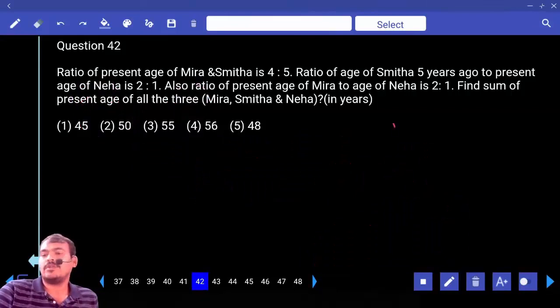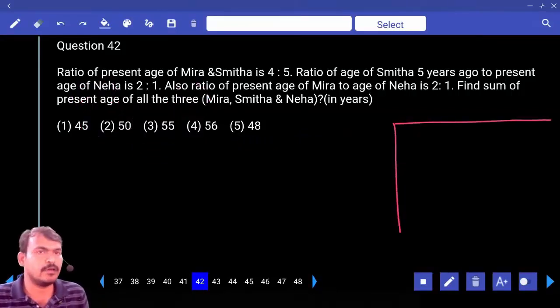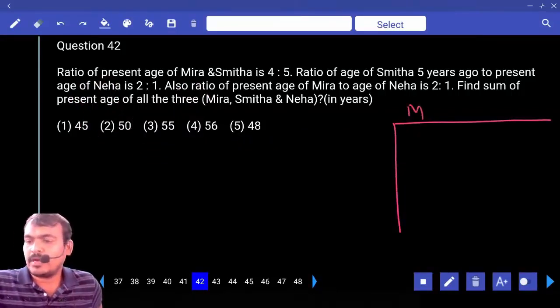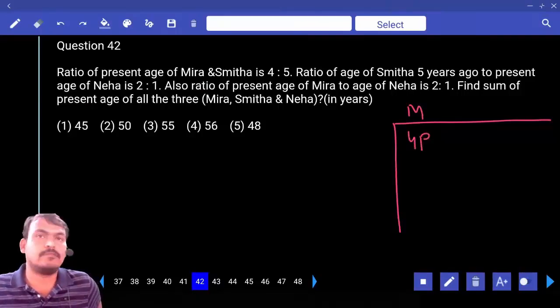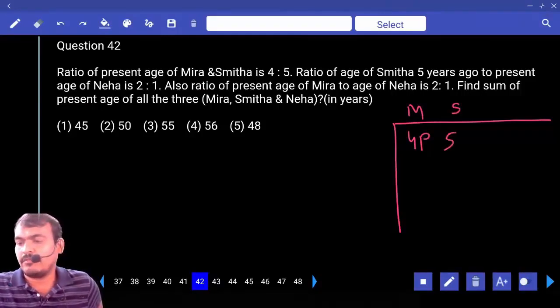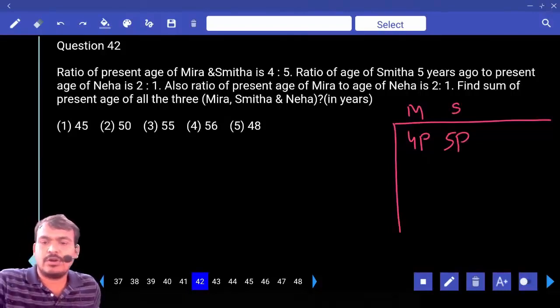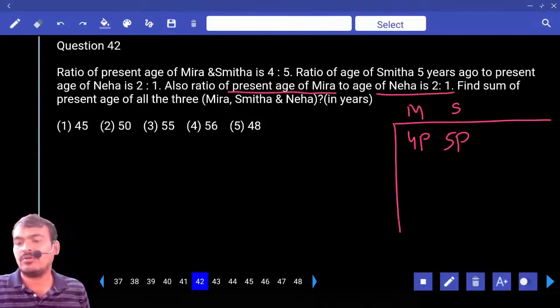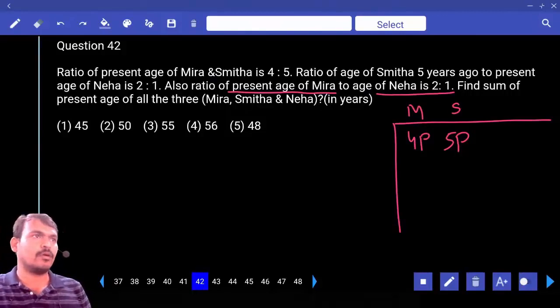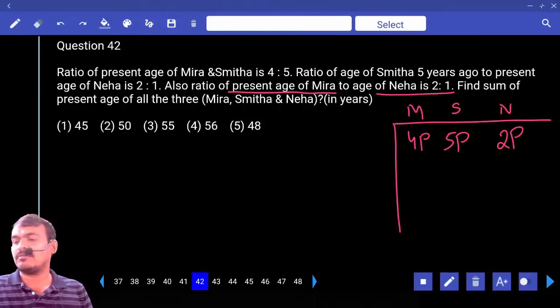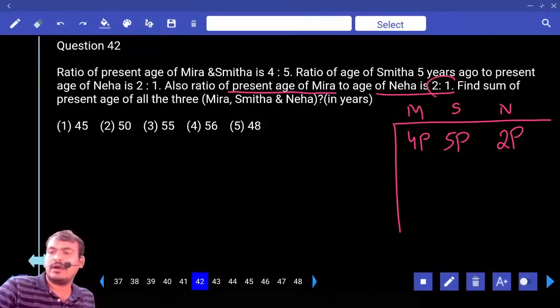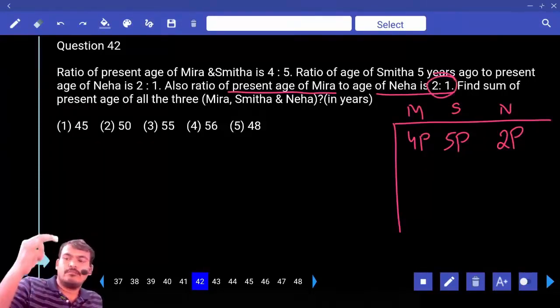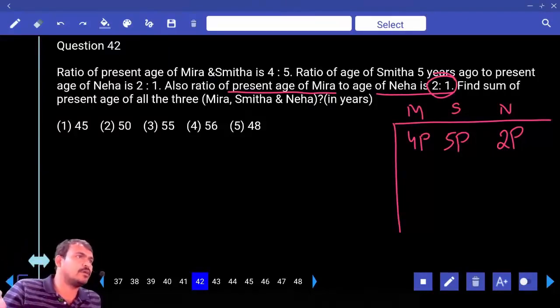Okay. How many persons are there? 3 persons, or not? Meera is how many parts present? 4 parts, or not? Smita is how many parts? 5 parts, or not? But one more ratio is given. The present age of Meera to the age of Neha is 2:1, or not? Already we know Meera is how many parts? 4 parts. If Meera is 4 parts, Neha will be how many parts? 2 parts, or not? Because Meera and Neha are in ratio 2:1.